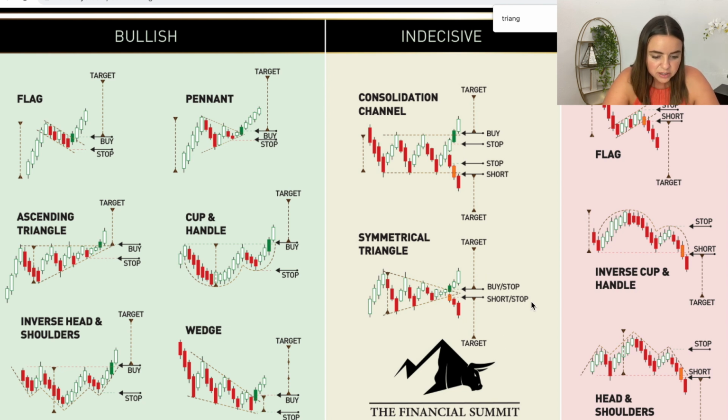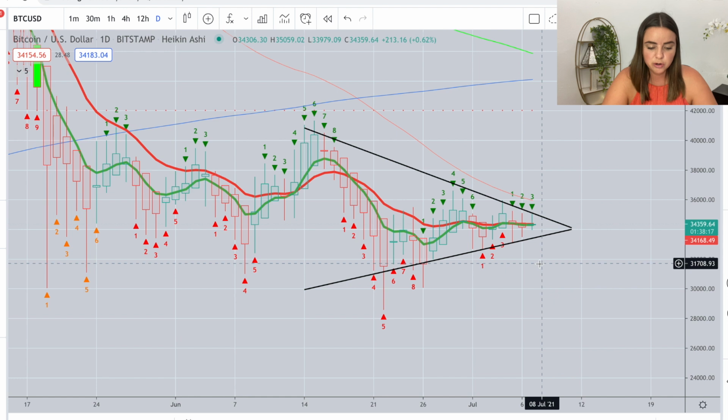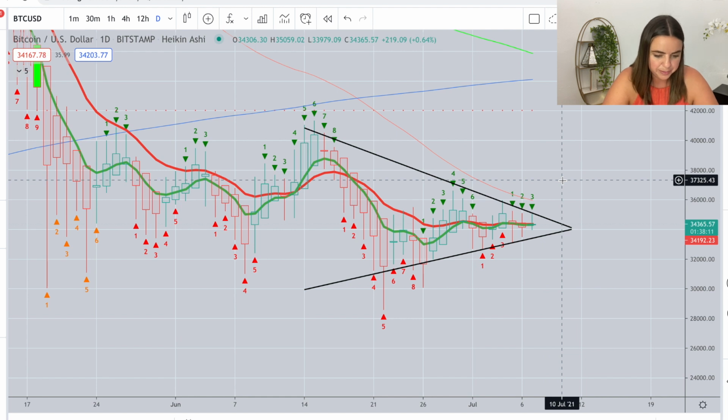So what is this telling you? This is telling you that if Bitcoin breaks under this triangle, it is a time to go short on Bitcoin. And if Bitcoin breaks above and out of this triangle, it is time to go long on Bitcoin. So I drew this triangle and I was looking at it and I was like, am I just fudging numbers? Like, I'm not really sure.